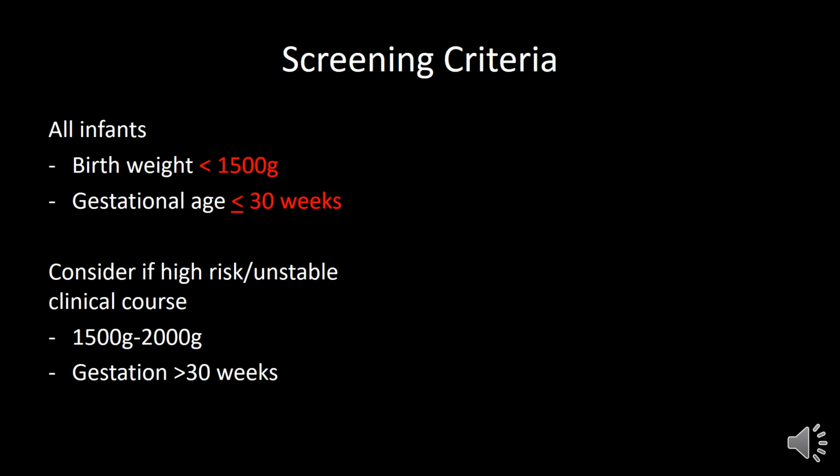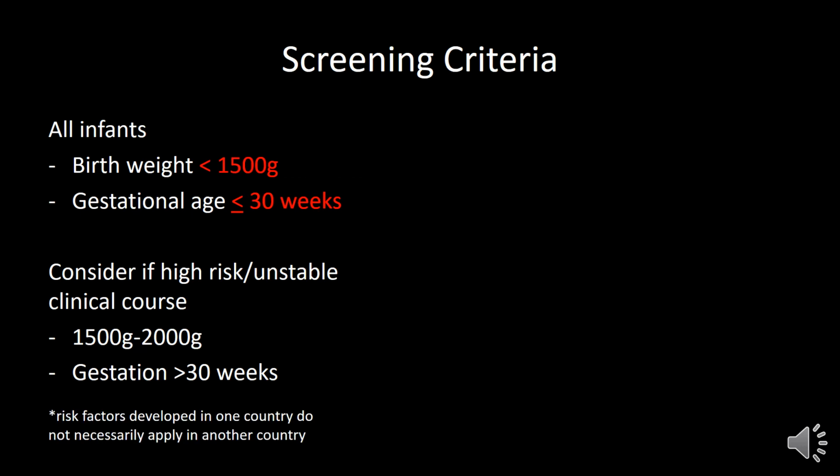All infants with a birth weight of less than 1,500 grams or a gestational age of 30 weeks or less should be screened. In addition, if the attending pediatrician or neonatologist deems the child to have had a high-risk or unstable clinical course, children between 1,500 and 2,000 grams or those greater than 30 weeks should be considered for screening.